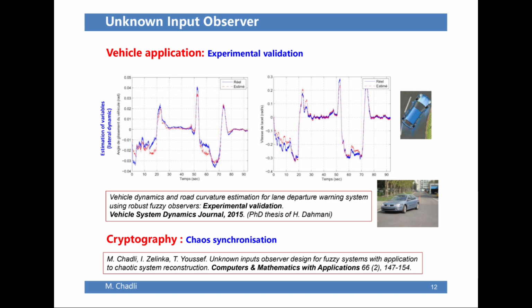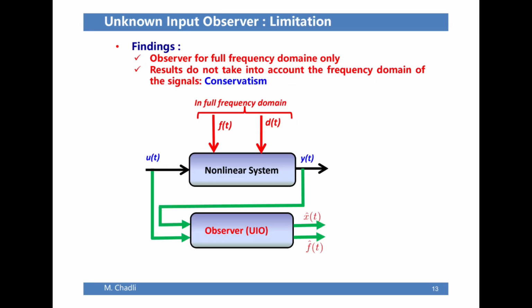the synchronization of chaos. This result can be found in this collaborative paper with my colleague from Czech Republic, Ivan Zelinka, where we compare unknown input observer design with other approaches for a fuzzy system, and the objective is how to synchronize the chaos. This is another application of the unknown input observer.